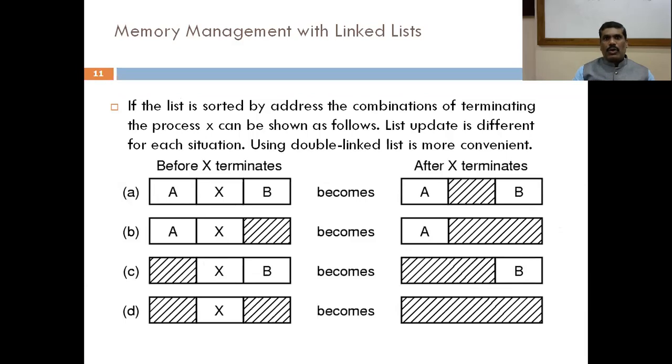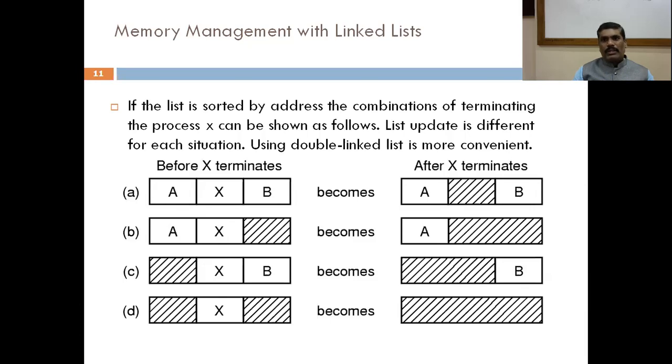If the list is sorted by addresses, the combination upon terminating the process X can be shown as follows. List update is different for each situation. Using a double linked list is more convenient. So before X terminates, there are 3 nodes: A, X, B. And after X terminates, there are again 3 nodes, but only X is going to be a hole. In diagram B, there are 3 nodes: A, X, and the third node is the hole, H.